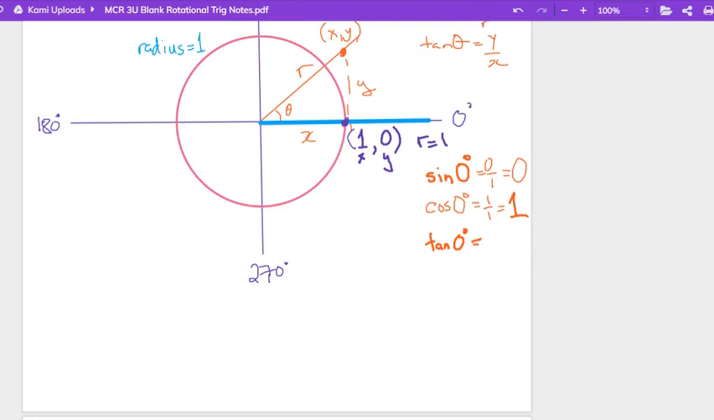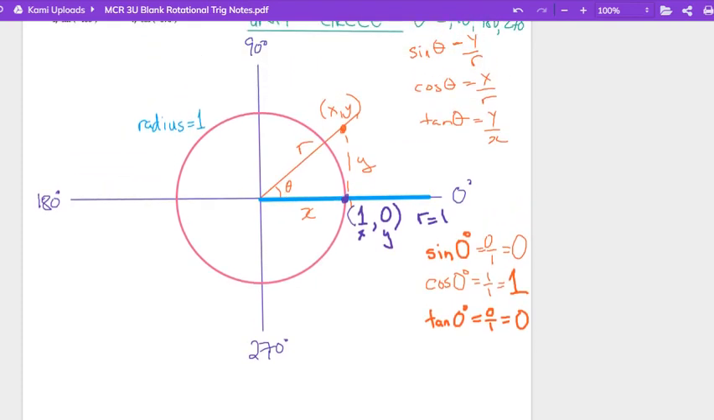Okay, and tangent is y over x, which is what? 0 over 1, which equals 0. So anytime you have an angle that is coterminal with 0 degrees, i.e. 0, 360, 720, 1080, these are the ratios you're going to get. So instead of having special triangles for the axes, we have a special circle. All right, let's look at 90 degrees.